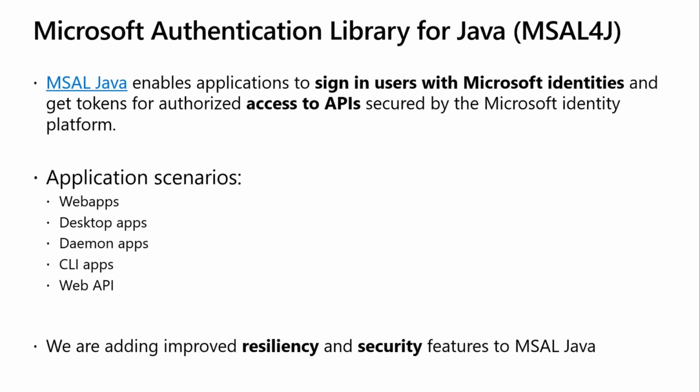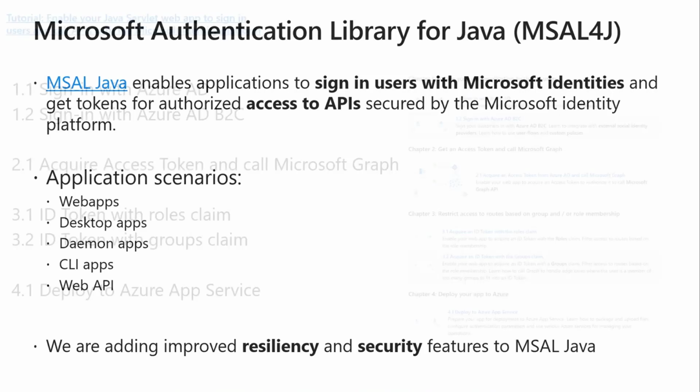So like I mentioned, the MSAL Java gets tokens. It's primarily a token acquisition library, and it provides authentication and authorization flows to get tokens in multiple application scenarios. For example, in web apps, in desktop apps, in daemon services, in command line apps, as well as web APIs. We are doing ongoing efforts and innovating continuously in MSAL and adding more and more features to improve resiliency and security of the library.